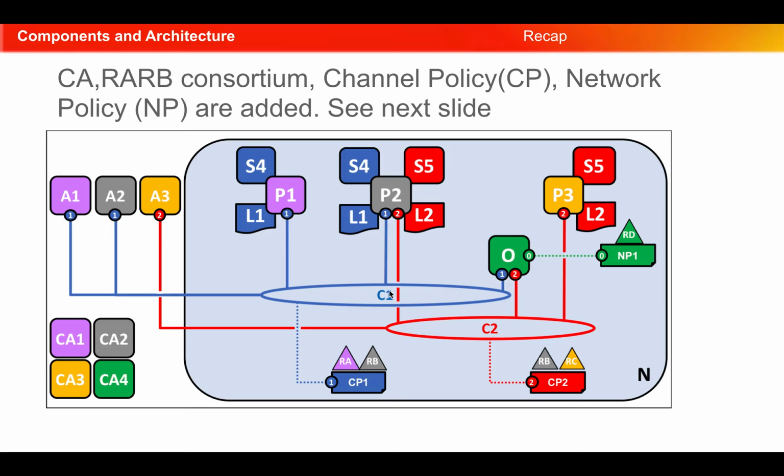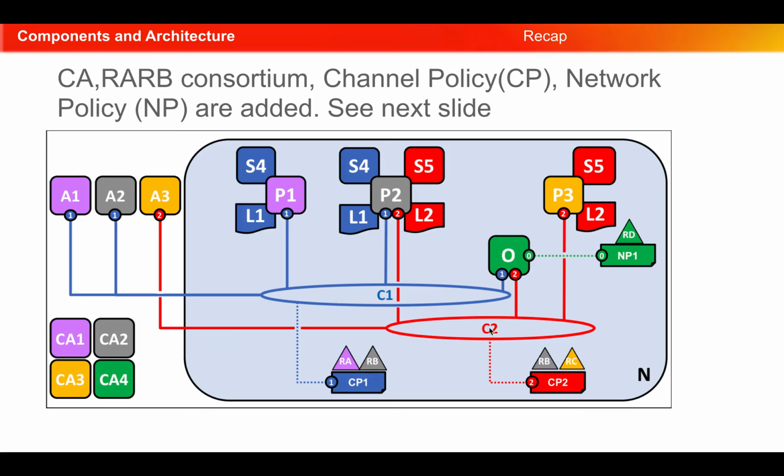This is C1. As this is part of RA and RB, application A1 and application 2 have access to C1, and it is ordered by the orderer O, which has to follow the rules of the network policy, and it is owned by another organization, which is RD.